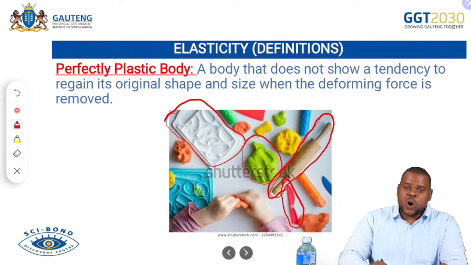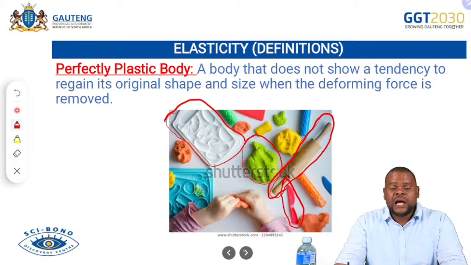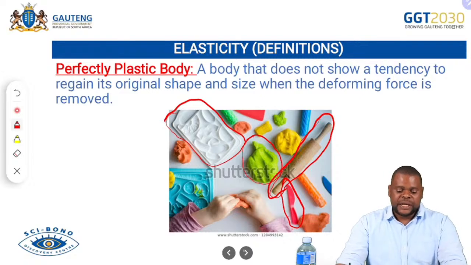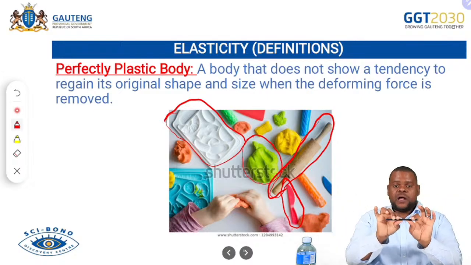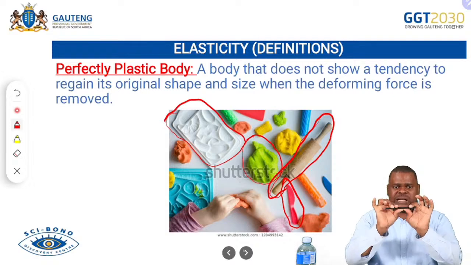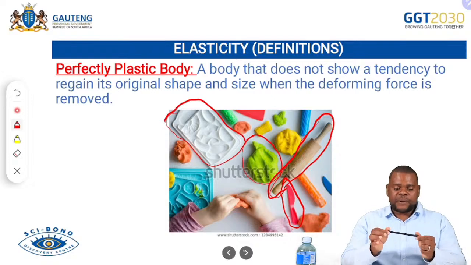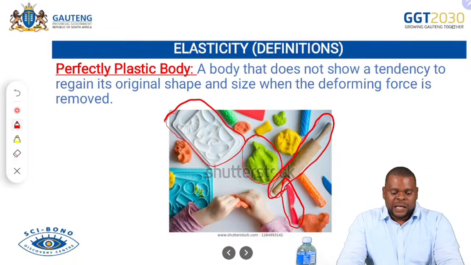Those are examples of what? Perfectly plastic body. As we said, a perfectly plastic body is a body that does not show any tendency to regain its original shape and size when the deforming force is removed. If I have a pen here and I apply a deforming force on this, what will happen? Will it regain its size and shape? No, because it is what? A perfectly plastic body.